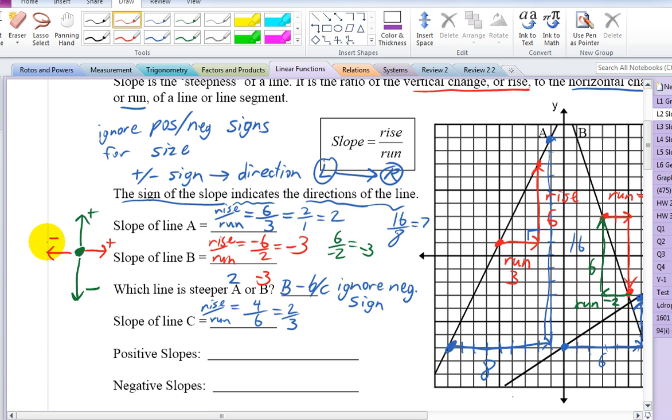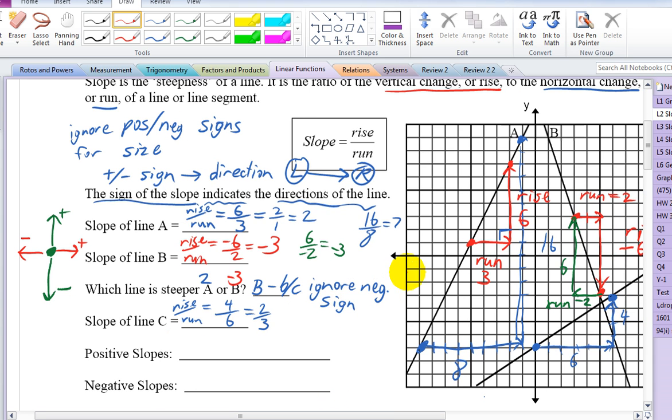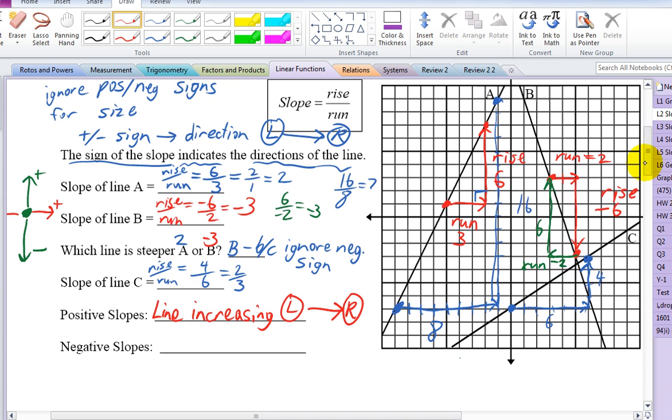Okay? So we talked about positive slopes. Line A is a positive slope. The line is increasing when you're going from the left side of the page to the right side of the page. And line B is the opposite. It's a negative slope. So what's the line doing if it's opposite? Decreasing.